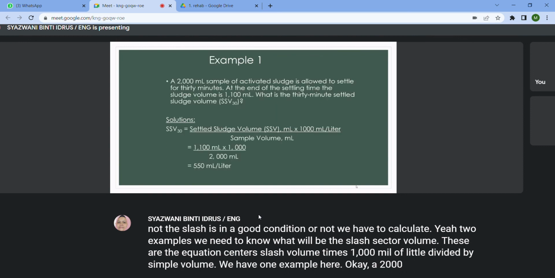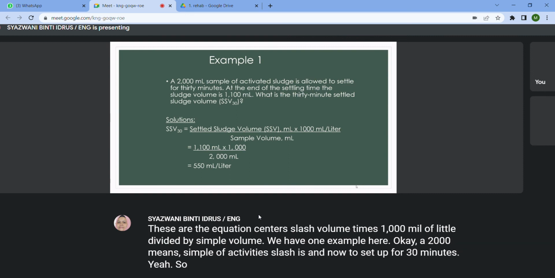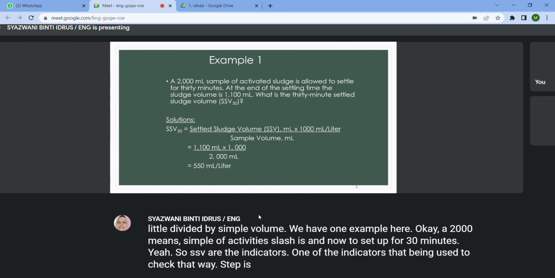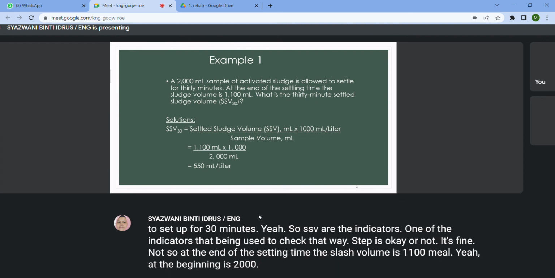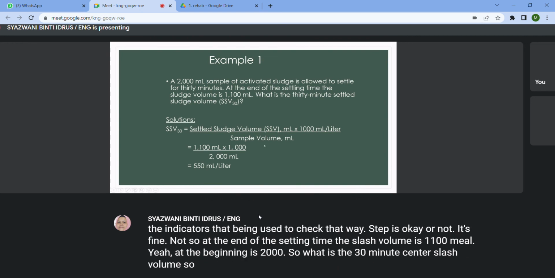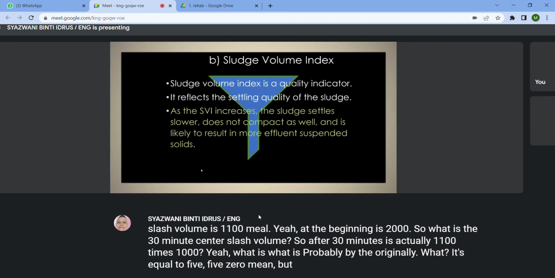Okay, a 2000 ml sample of activated sludge is allowed to settle for 30 minutes. So SSV is one of the indicators being used to check whether the system is okay or not. At the end of the settling time, the sludge volume is 1100 ml. At the beginning it is 2000. So what is the 30-minute settled sludge volume? After 30 minutes it is 1100 times 1000, from the equation, divided by the original volume of the sample. So SSV is equal to 550 ml per liter.